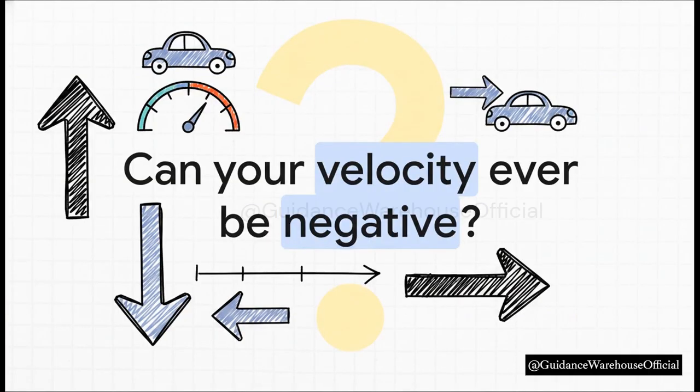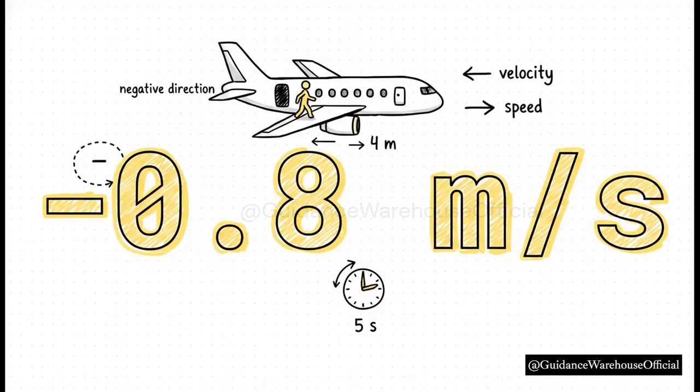Now, wait, this is a really important question that always comes up. Can your velocity ever be a negative number? Since speed is just how fast you're going, like 50 miles per hour, it's obviously always positive. But what about velocity, since we just learned it's a vector that absolutely needs a direction? The answer is a resounding yes.